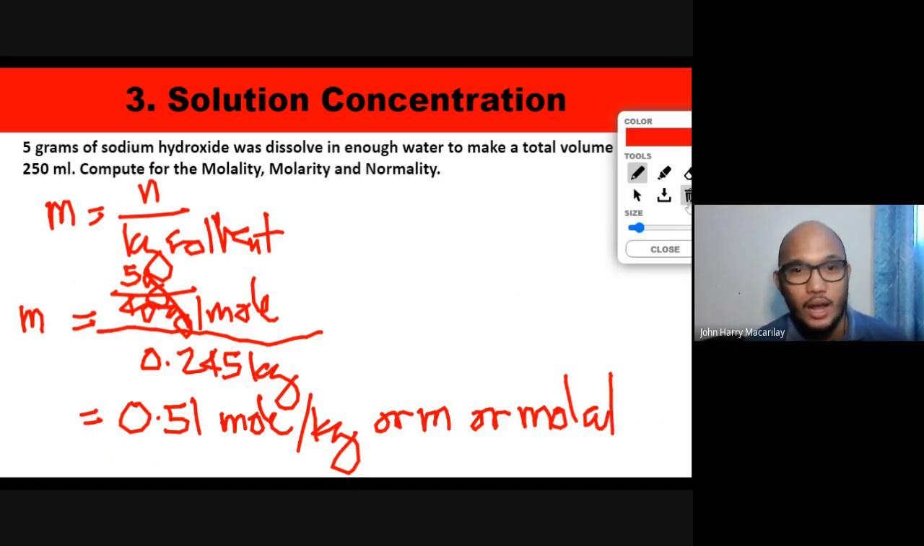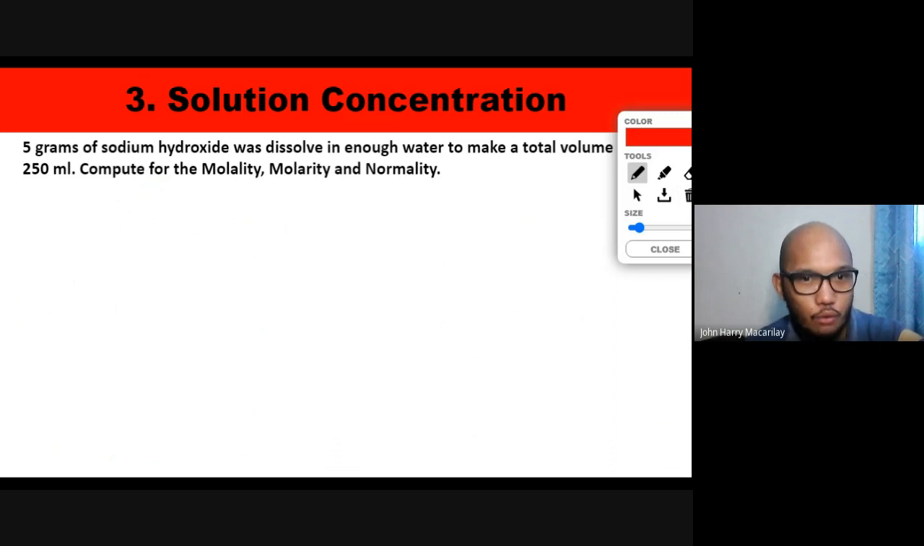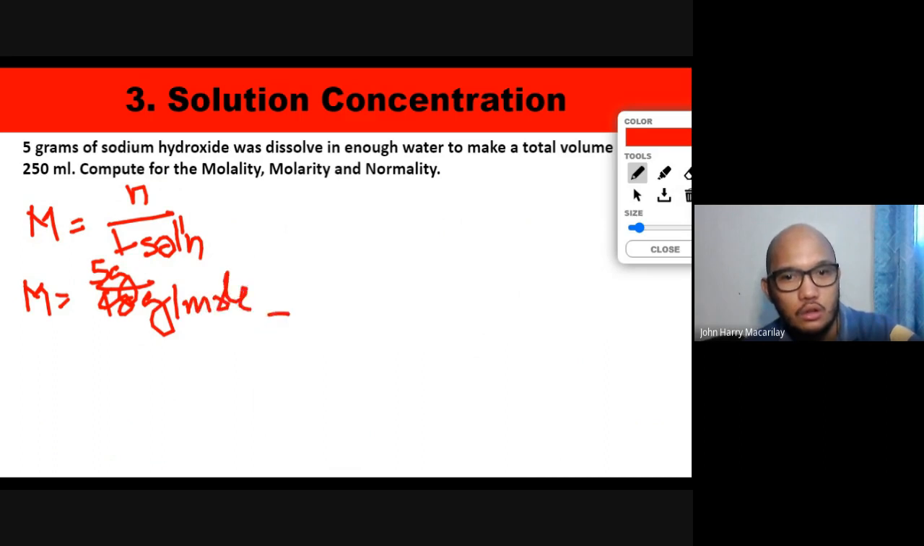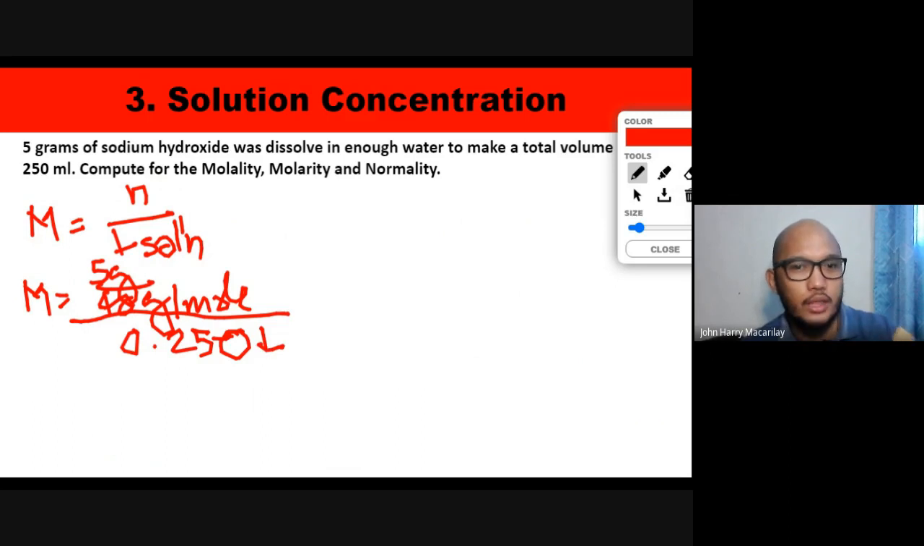Next would be your molarity. What is our formula for molarity? Capital letter M is n over liters of solution, or volume of solution in liters. So M equals 5 grams over 40 grams per mole, divided by 0.250 liters.